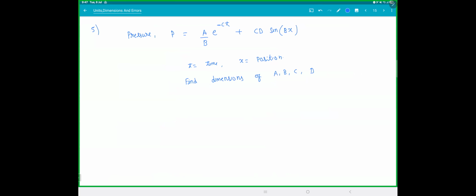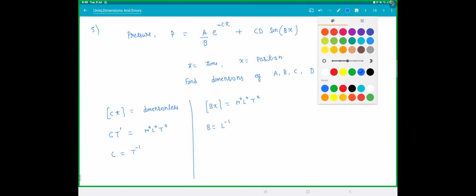So in this question, e power minus Ct must be dimensionless because powers cannot have dimensions. That is C into T power 1 must have no dimensions, M0 L0 T0. Means C's dimensions are T power minus 1. Similarly, B into X is an angle, also dimensionless, M0 L0 T0. So B's dimension must be L minus 1.